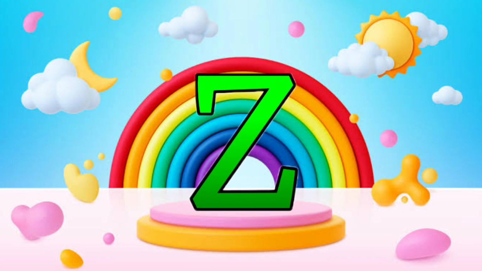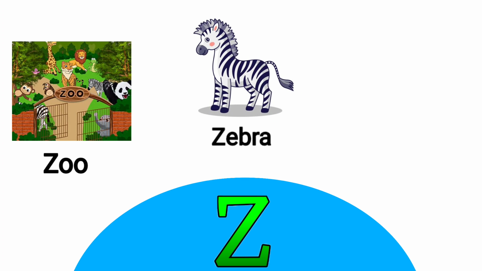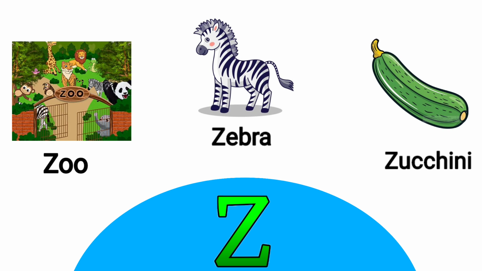Z. Z is for zoo. Z is for zebra. Z is for zucchini.